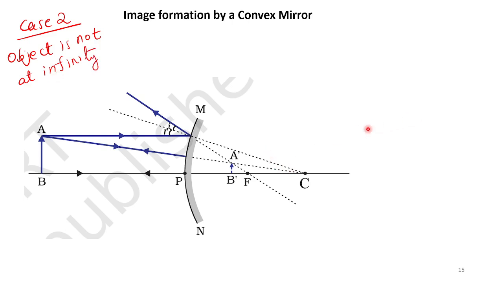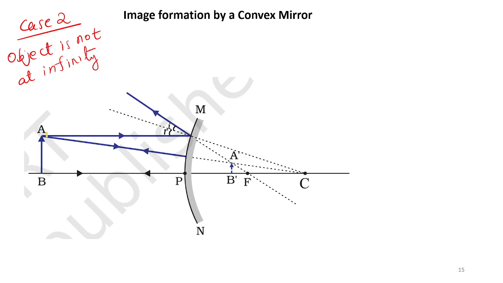I don't want to draw a separate diagram. I will explain everything with respect to this diagram. Case 2, there is a tree. There is a tree nearer to the convex mirror. You know that you will get a smaller tree. The image will be a smaller erect image. So there is a tree which is placed nearer to the mirror. The object is not at infinity. So first AB is the tree. Okay, AB is the tree object.